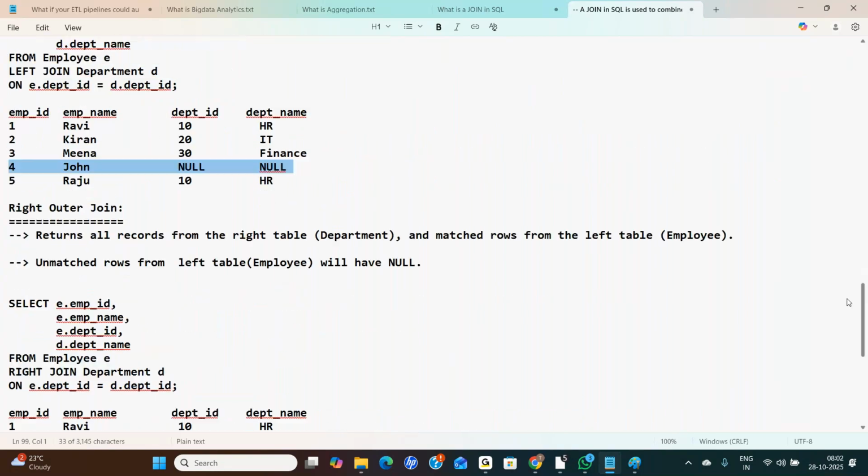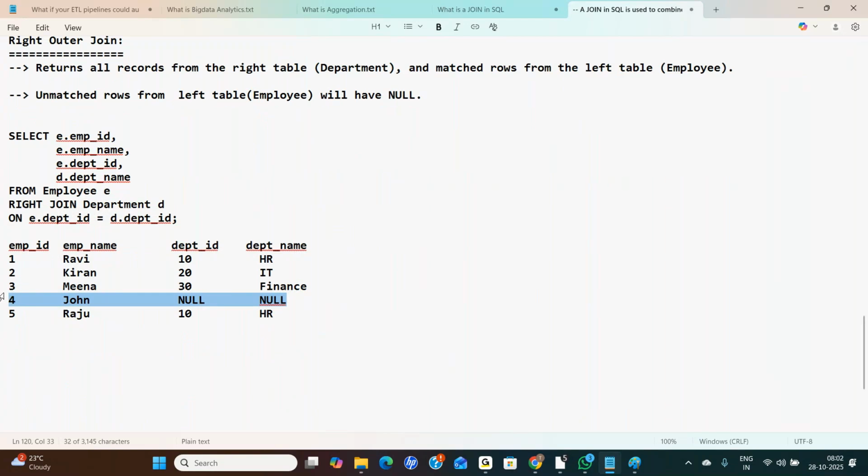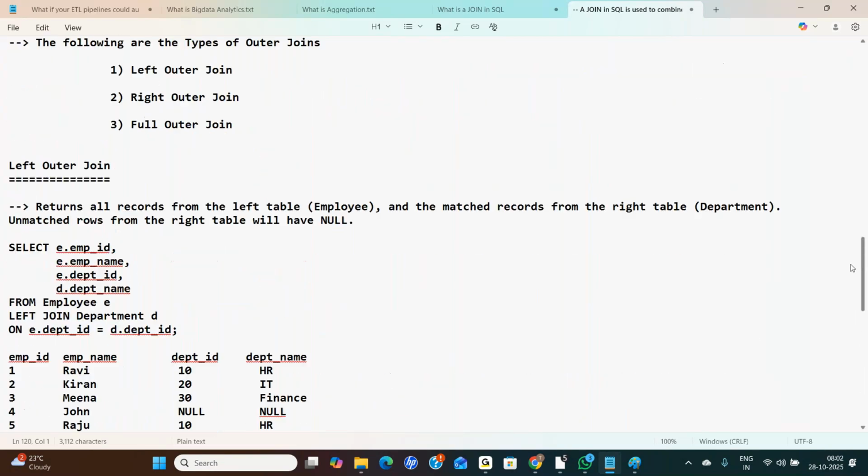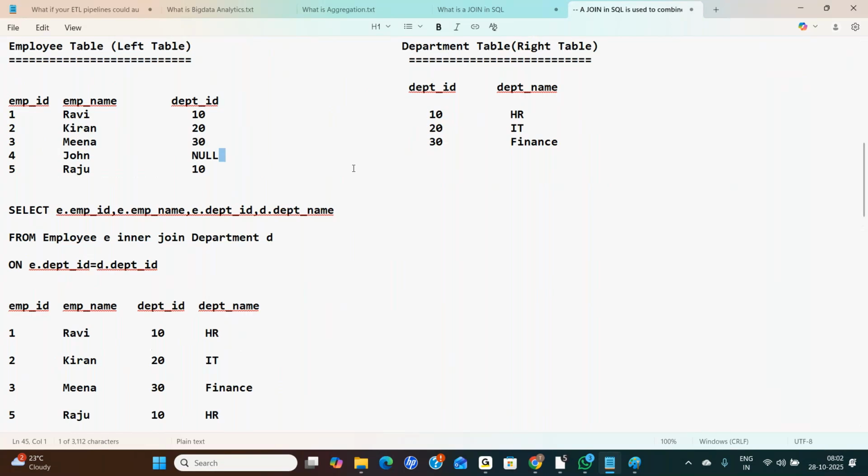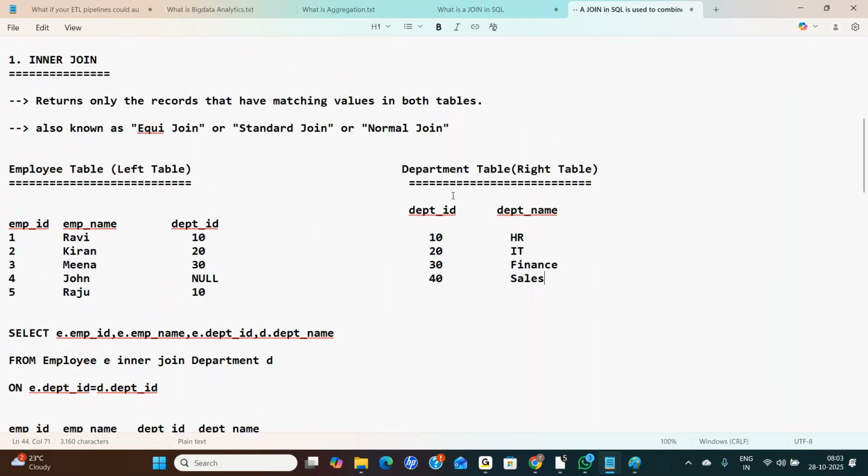Now, is it the final output? Yes. As per the example, this is the final output only, and it looks very similar to inner join. But actually, if you have any unmatched records, for understanding purpose, if I write here 40, sales, which is unmatched.